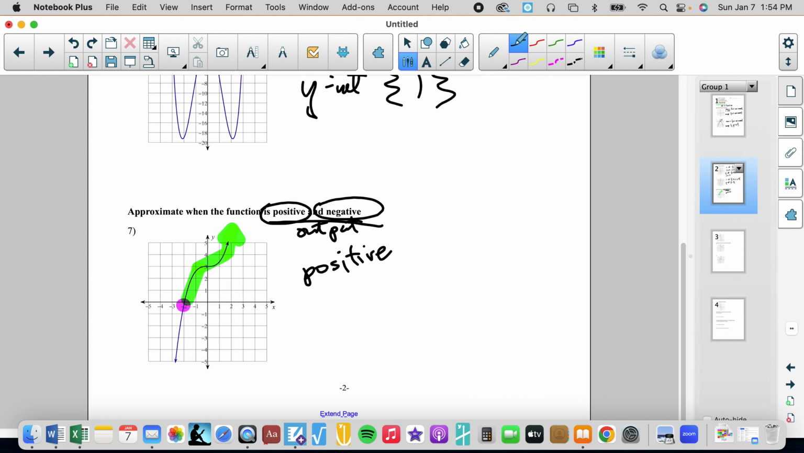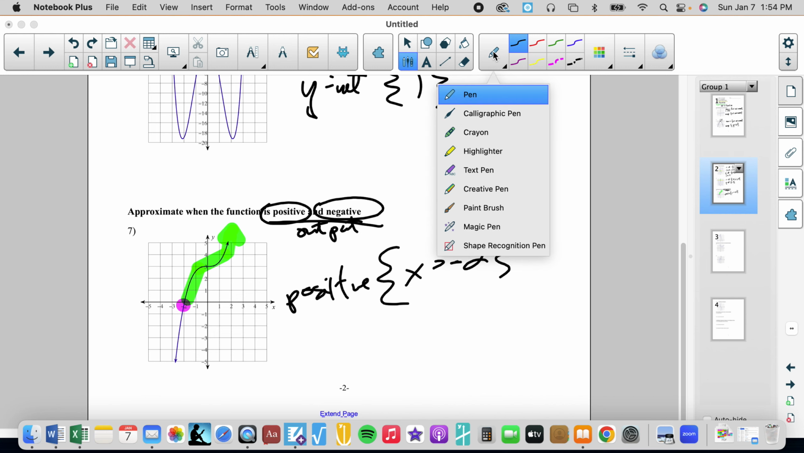Starting, my x values are going to be greater than -2. So when x is -2, it's neutral. But once I start going to the right of -2, or getting greater than -2, my outputs are above my x-axis. So I would write positive, and I could write it like this: x is greater than -2.